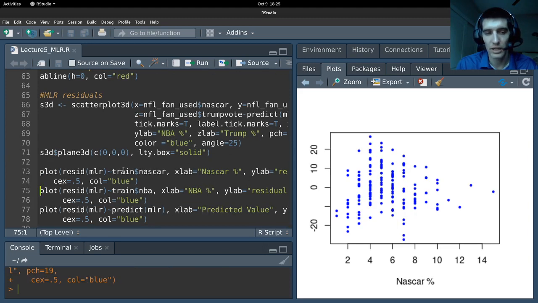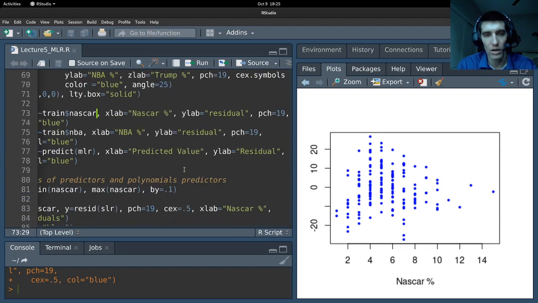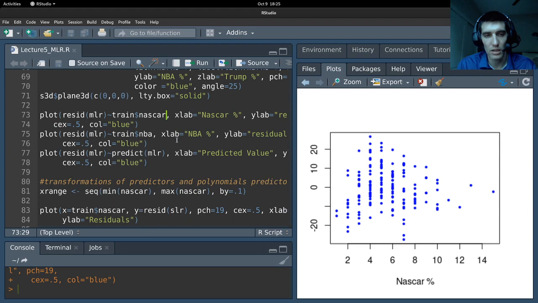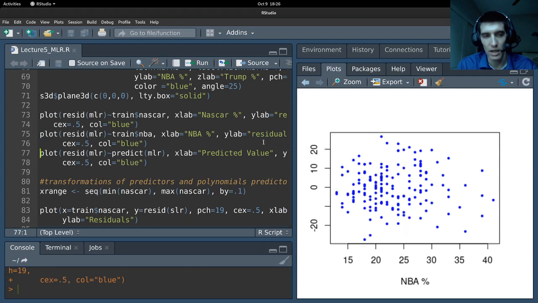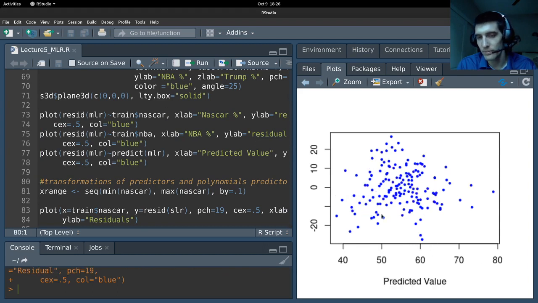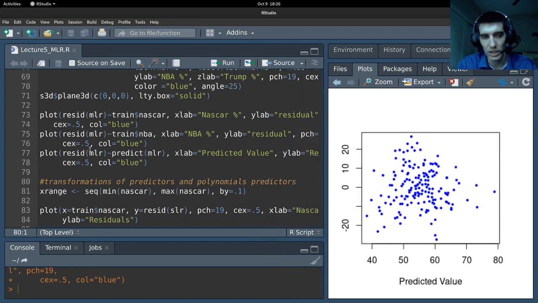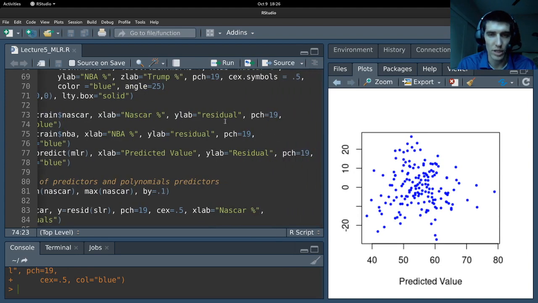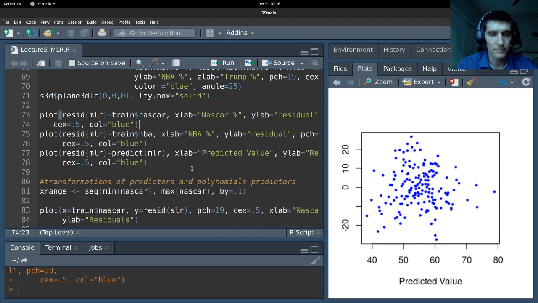Here I'm plotting the residuals of the multiple linear regression model against one of the predictors and against the other. So we've seen these plots in the slides. This is just how to make them in R. So this is against NASCAR, against NBA, and against the prediction y hat, right? And so then I'm just using resid to extract the residuals, plotting against the predictors, and these are just some extra arguments for the plotting functions.